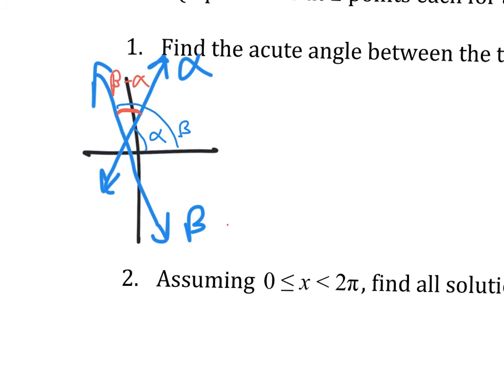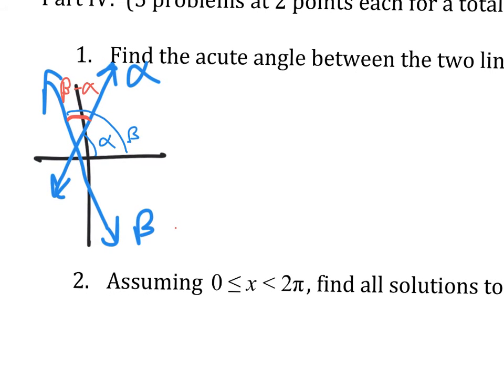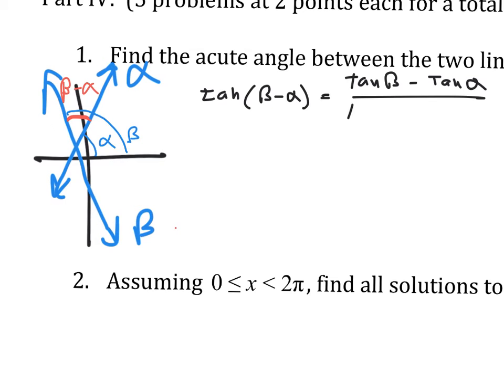So the trick here is that we're trying to do a subtraction of two angles, and we happen to know the slopes of the lines that they are associated with. So what I'm going to do is a little trick. I'm going to say the tangent of the difference of these two angles is something. And I can write the equivalent using the angle difference formula. That's going to be tan beta minus tan alpha over 1 plus tan beta tan alpha.